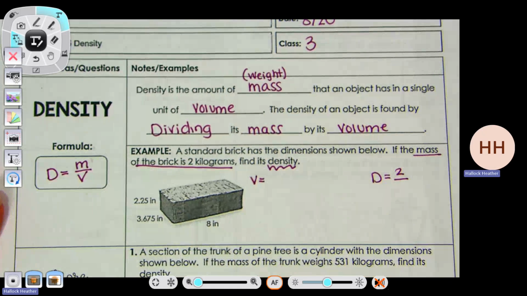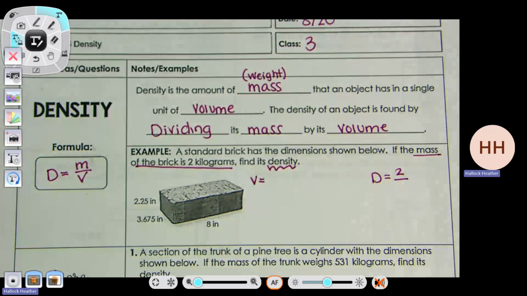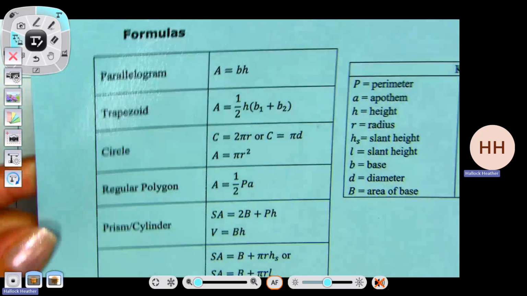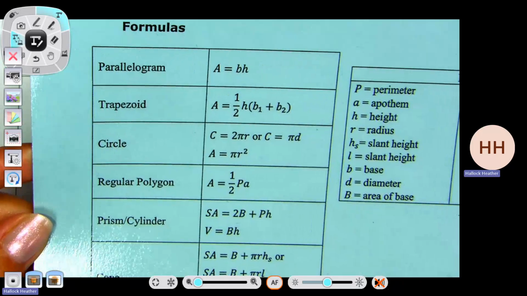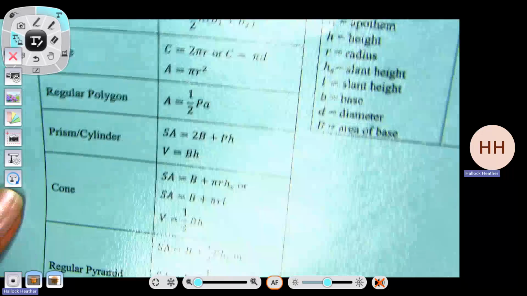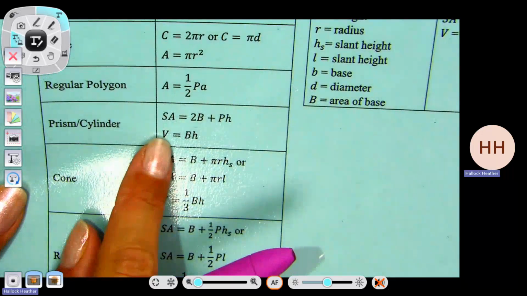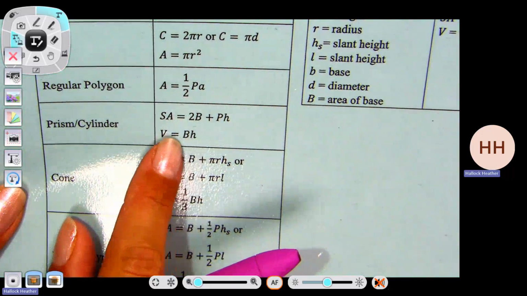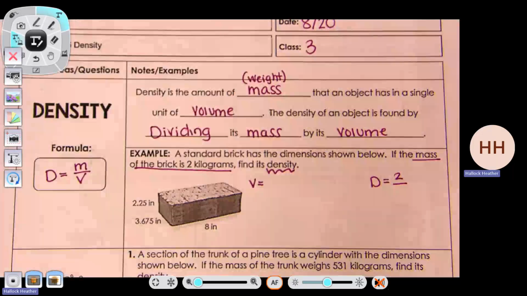Now we have a couple shapes we can choose from for volume. This is not a sphere. We have a cone, a pyramid, a sphere, a cylinder, a prism. So which one is this? It's technically a prism. If you look at your blue sheet, this is chaotic. Take a second, it's overwhelming. Good. So your prism and your cylinder is big B times H. So volume equals big B H.